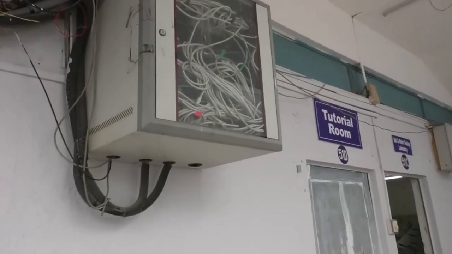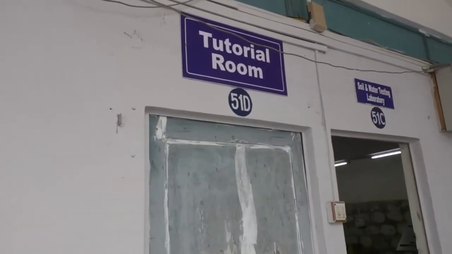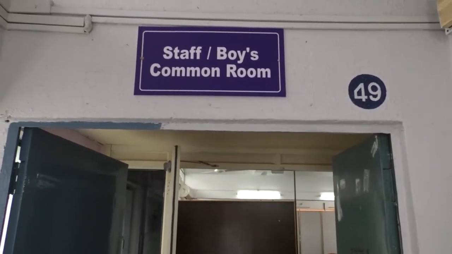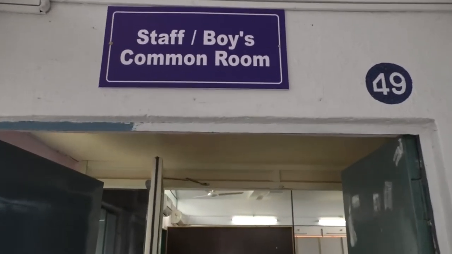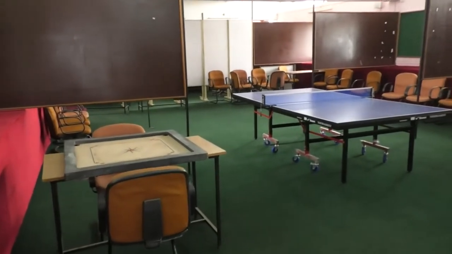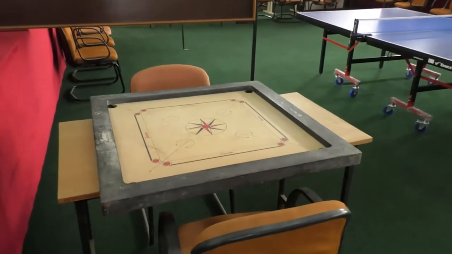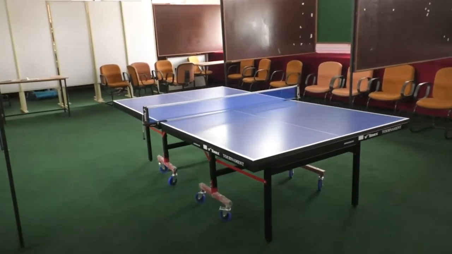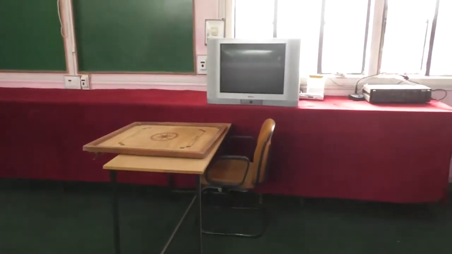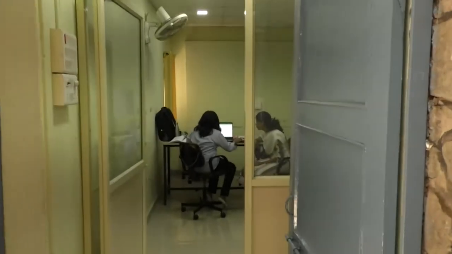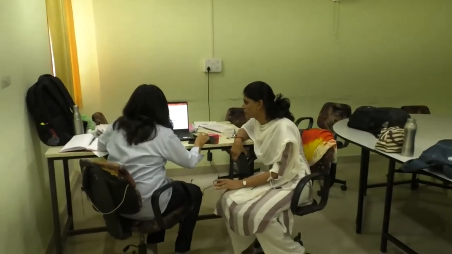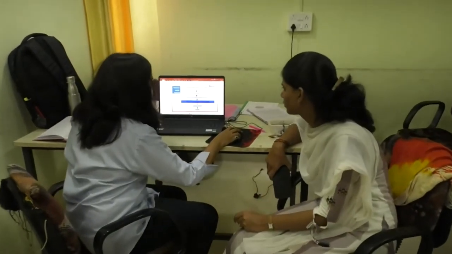This is the tutorial room for students. This is the staff or boys common room to interact with the students and discuss the issues freely and frankly, as well as to entertain during the off period time. These are the recreational tools for indoor playing, maybe carom and table tennis. This is the ladies room, only for ladies to sit, to read, to interact with each other. This is well equipped with the necessary furniture.